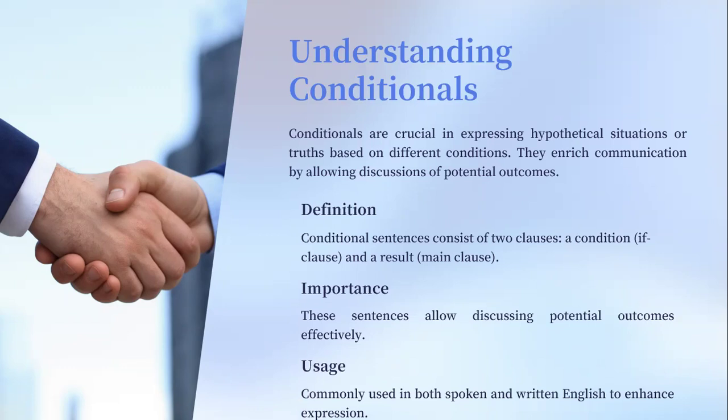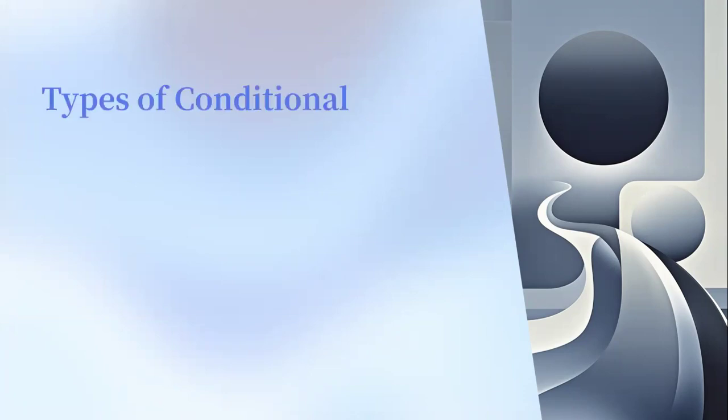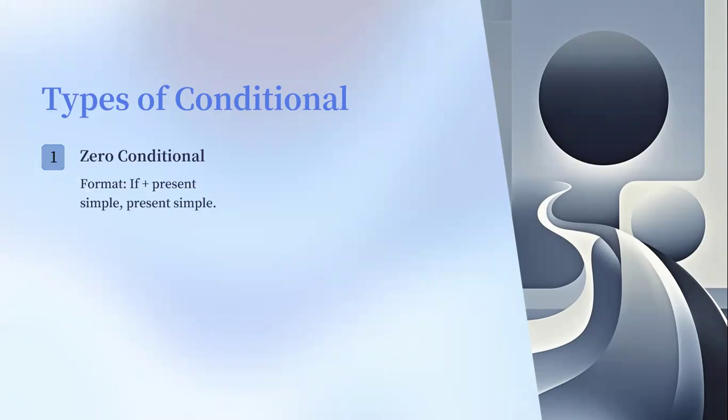Let's break it down further: how many categories of conditional sentences do we have, and what particular sort of structure are we going to follow in order to compose an effective conditional sentence? So we basically have four types of conditionals. Number one is the zero conditional. The structure that we typically follow for composing a sentence by following the rule of zero conditional is if plus present simple, then again present simple.